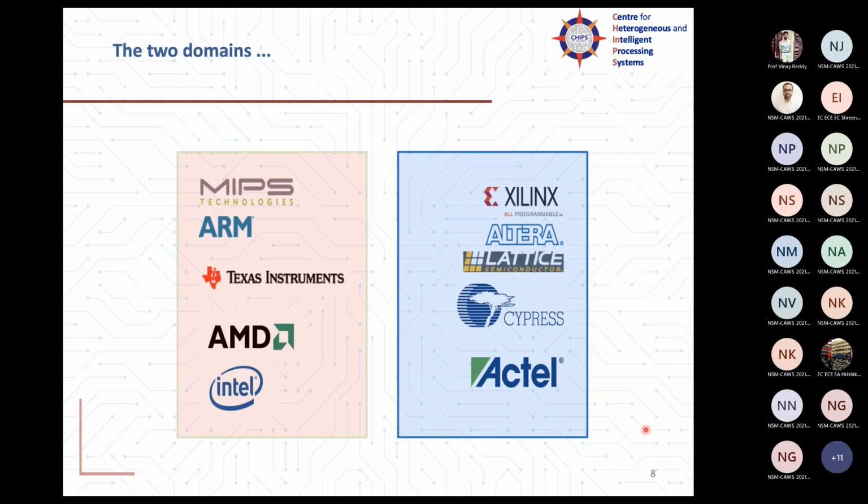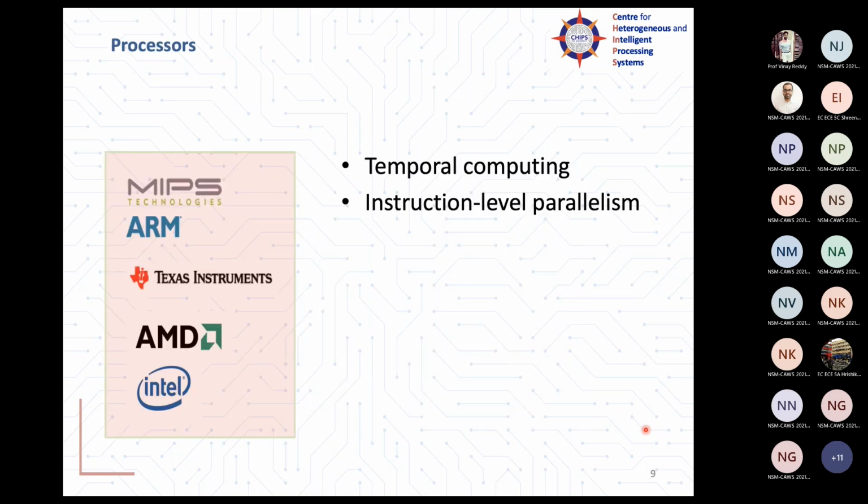And on the other side, we have FPGAs from vendors like Xilinx, Altera, etc. What do we mean by these two domains? One of them is the processor domain, where we have temporal computing, the traditional form of processing where things change over time. We are constantly trying to extract instruction level parallelism and build architectures that facilitate it.